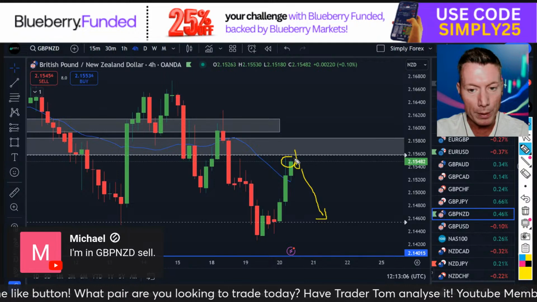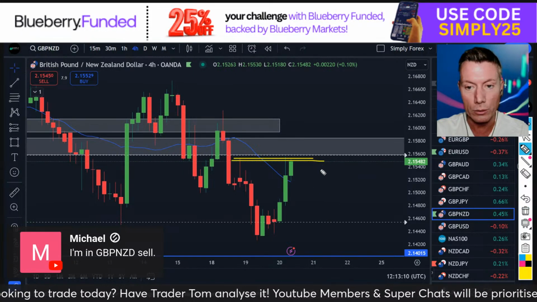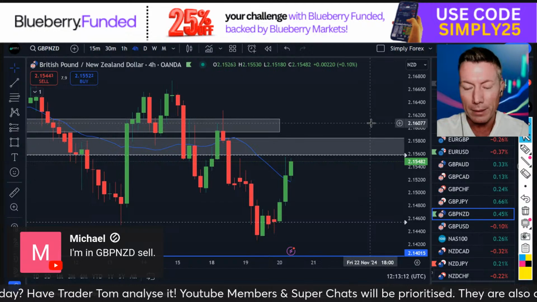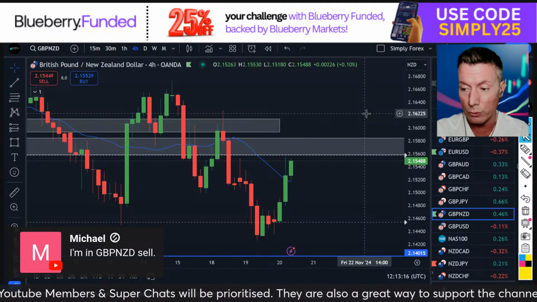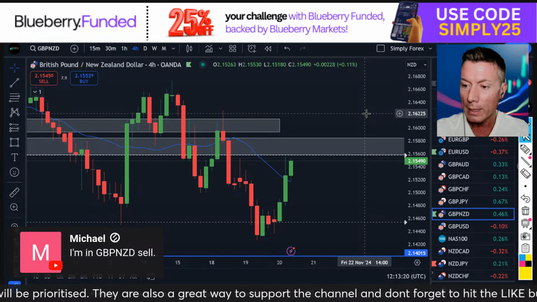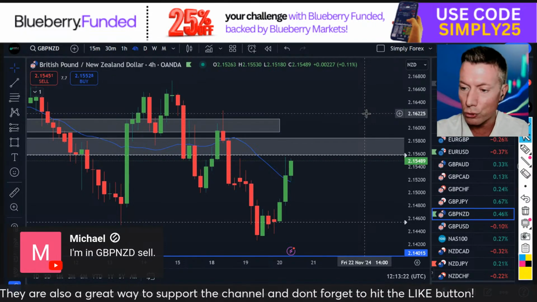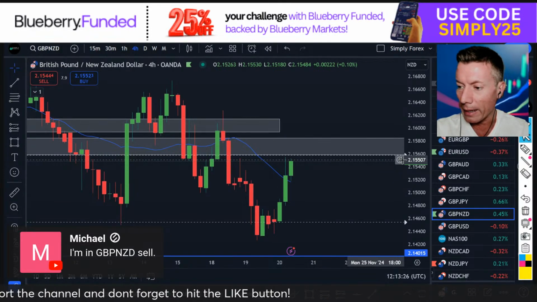So yeah, a real pivotal level for pound New Zealand dollar right here, guys. All right, so yeah, but I still like pound trades. Pound New Zealand dollar sell, euro pound buy, pound Aussie dollar sell. Yeah, those are the trades for today. Right, what else are we looking at?